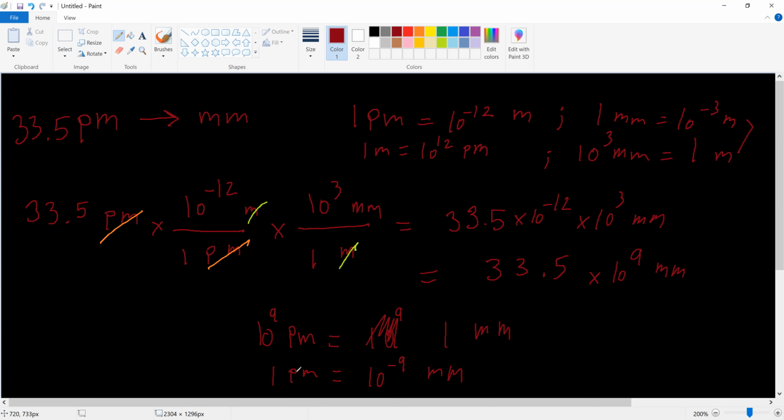Because we're going from something small to something bigger. In this case, going from something small to something bigger will result in a negative exponent, but going from something bigger to something smaller will result in a positive exponent. How do I know that? Just from practice and repetition, which I highly encourage you to do.